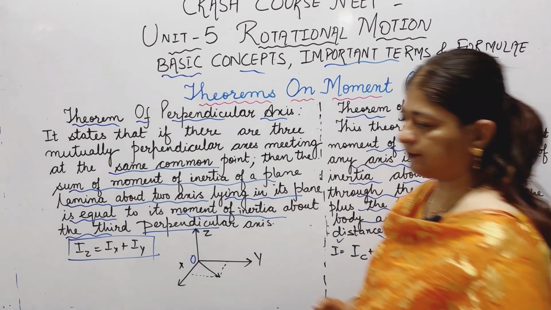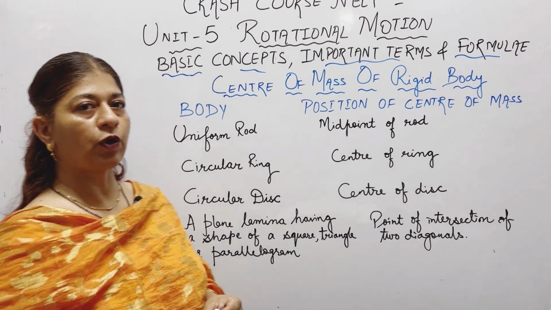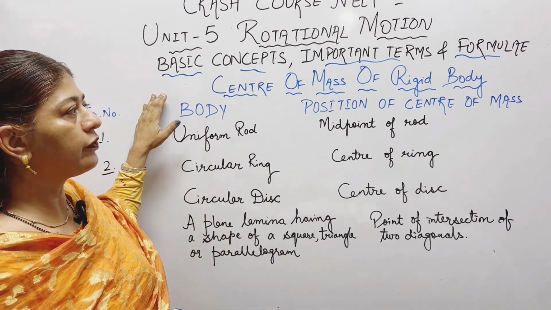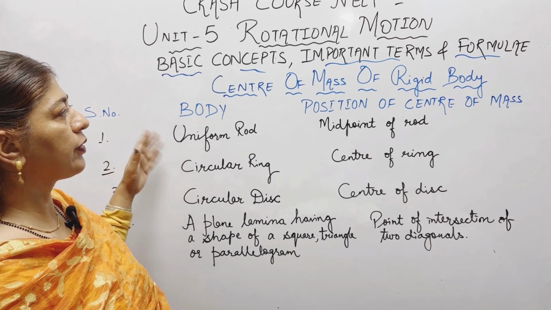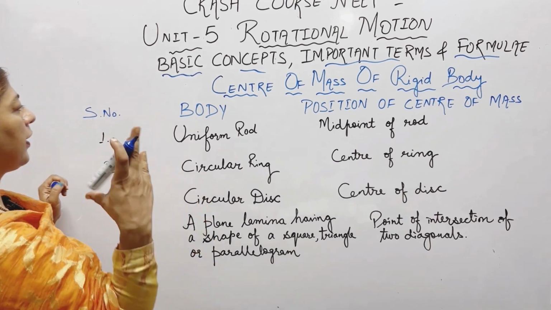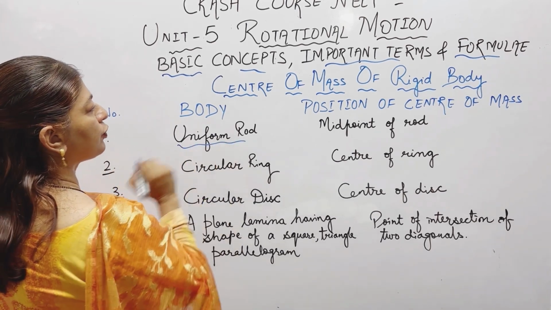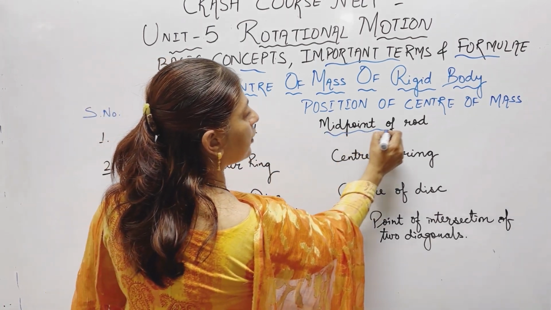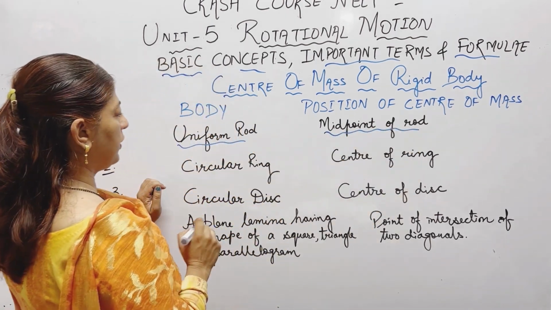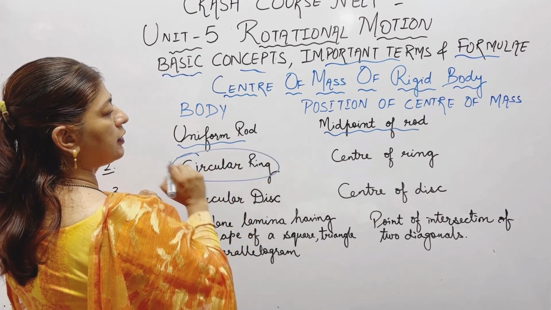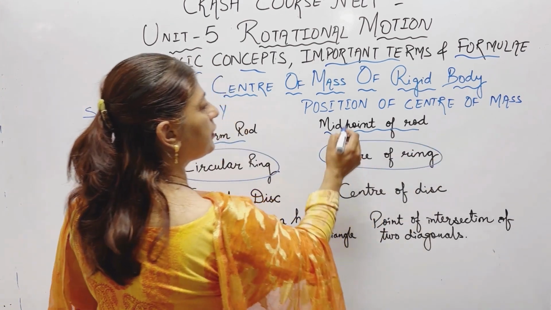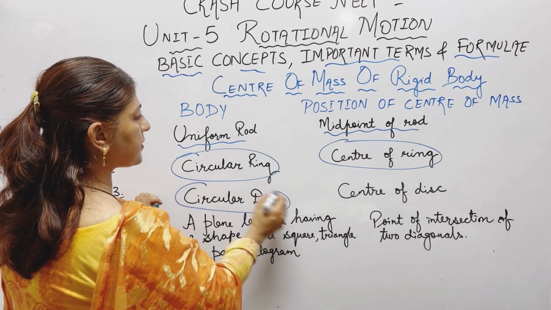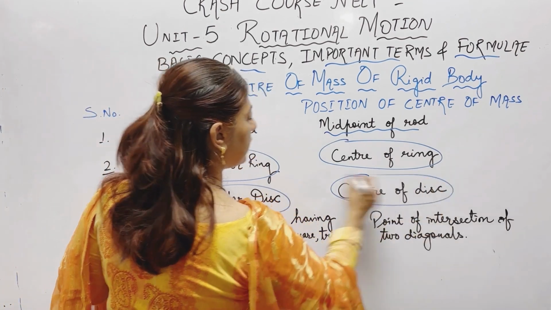Here at the end of the topic, I have summed up the centers of mass of some important rigid bodies. So you can go through these. Here the body is a uniform rod. The center of mass will lie at the midpoint of the rod. For a circular ring, the center of mass will be at the center of the ring. Circular disc, center of the disc.